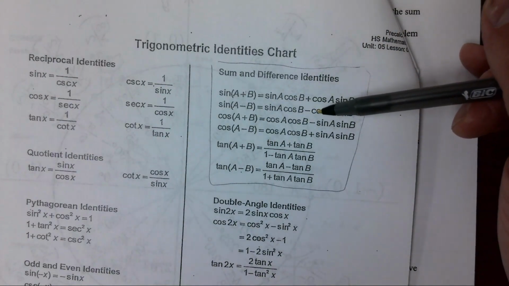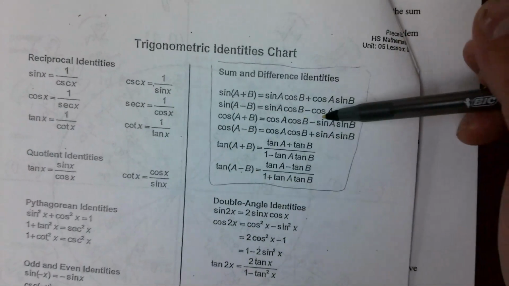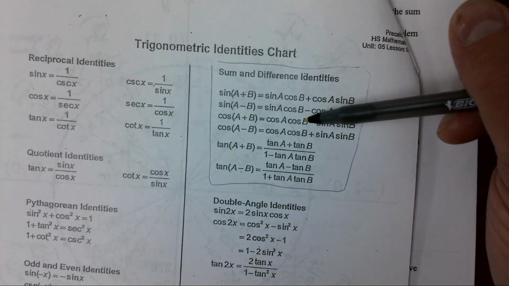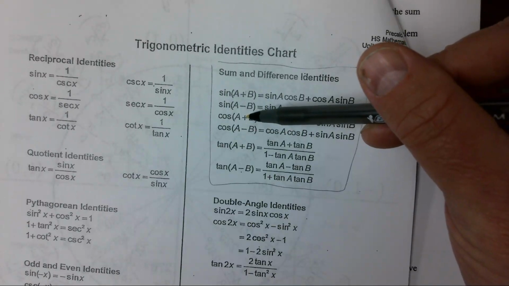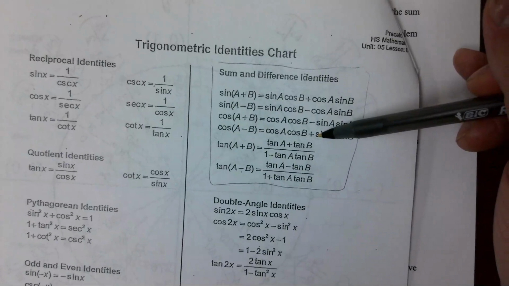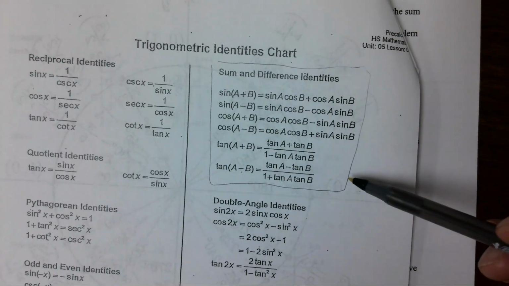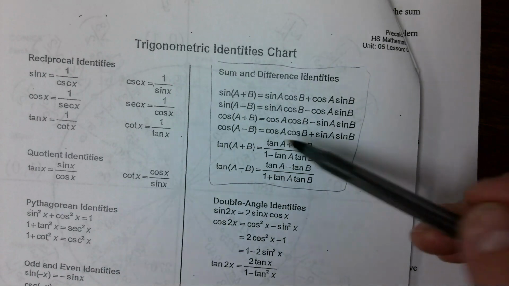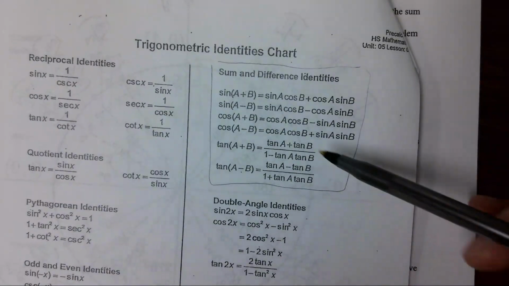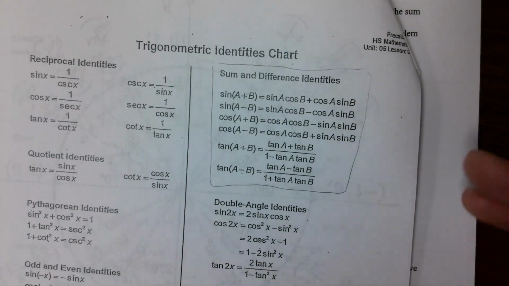On the other hand, for cosine, it's different. It goes cosine, cosine, sine, sine, opposite sign. So in the formula, this is plus and this is minus, and this one's minus and this is plus. And then you also have one for tangent. So pay really close attention to the order of the A and the B, and to the pluses and minuses.